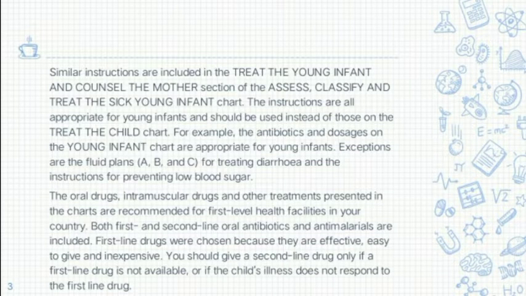So, the oral drugs, intramuscular drugs, and other treatments presented in the chart are recommended for first-level health facilities in your country. Both first and second line oral antibiotics and anti-malarials are included. First-line drugs were chosen because they are effective, easy to give, and inexpensive. You should give a second-line drug only if a first-line drug is not available, or if the child's illness does not respond to the first-line drugs.